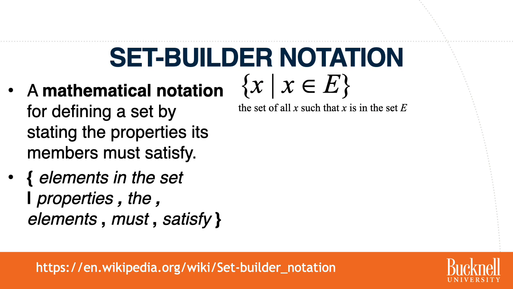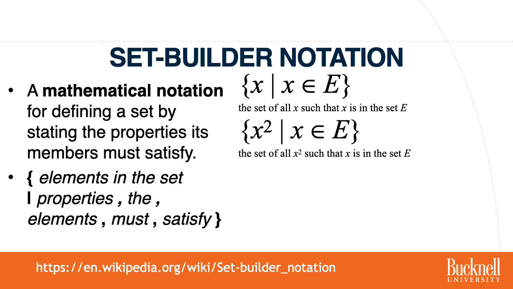For example, here is the identity set, the set of all x such that x is in the set E. This is a completely useless example of set builder notation because it simply returns all of the elements of the set E. Here's a more complicated example, the set of all x squared such that x is in the set E. This squares each of the elements of the set E and creates a new set of its squares.